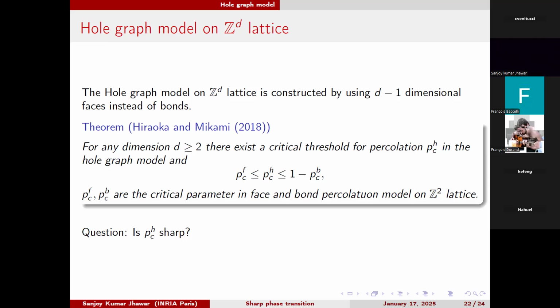Yeah, so maybe I don't have time to go to, let's say, the continuum percolation. Maybe we can discuss about it.